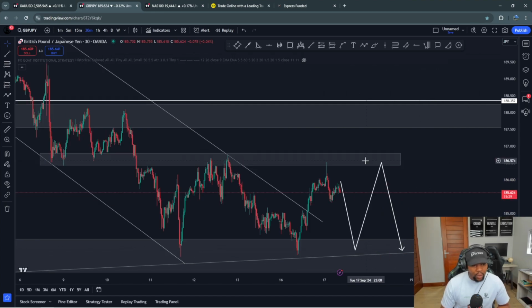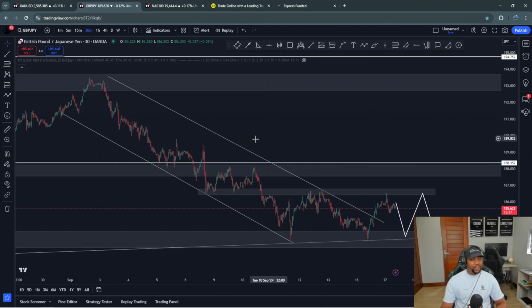But those of us who are looking for long-term positions, we're going to wait for the market to exit this current structure that we're in, in order for us to look for those overall movements. So guys, that's all we have currently for GBPJPY.